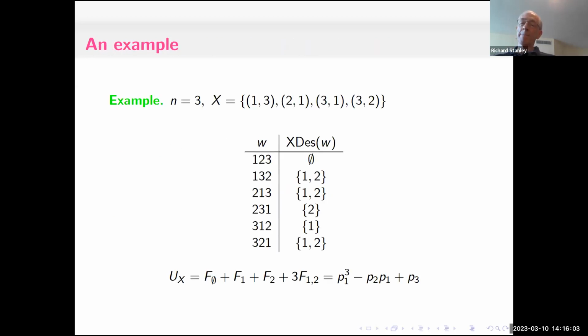So here's an example. When n equals 3, we'll take this X to be {1 3, 2 1, 3 1, and 3 2}. Note we have both 1 3 and 3 1 as X descents. Here are the 6 permutations in S3, and here are their X descent sets. The X descents for 1 3 2 is {1, 2}, because 1 3 is an X descent, and 3 2 is an X descent. So Ux by definition is one X descent set equal to empty, one equal to 1, one equal to 2, and three of them equal to {1, 2}.